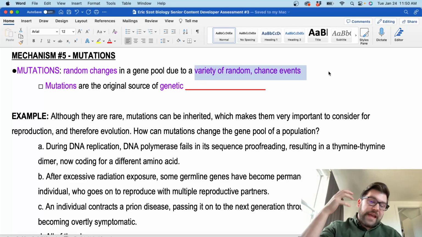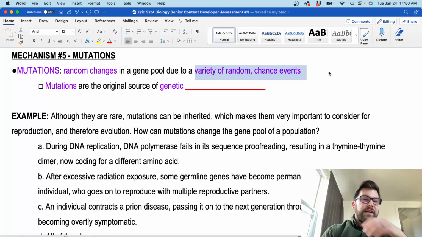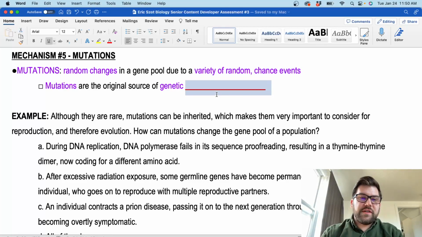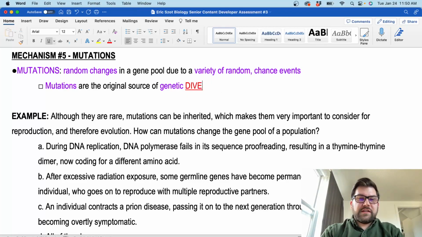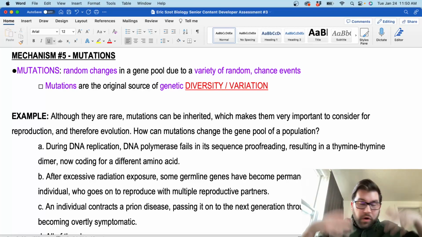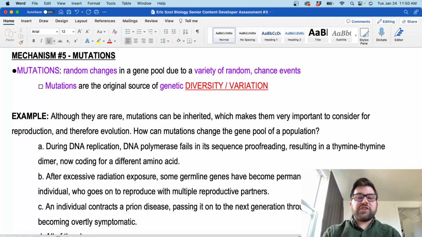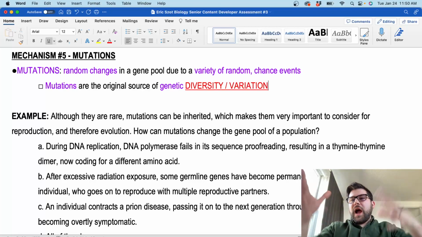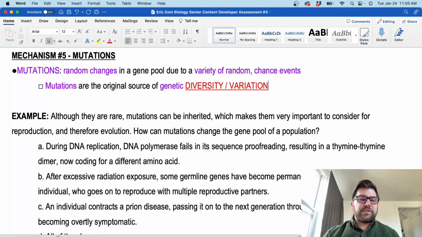And any time that happens, let's just plug this in right now: genetic diversity and variation. Anytime we see mutations happening, we're going to see more genetic diversity, more variation occurring. We're just going to see more options popping up. There are more mutations, more alleles, more options in that gene pool. So hopefully this as a general concept isn't too new, given a background in genetics.